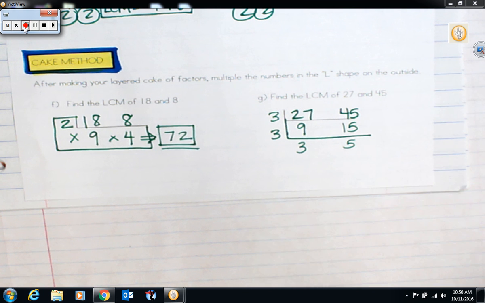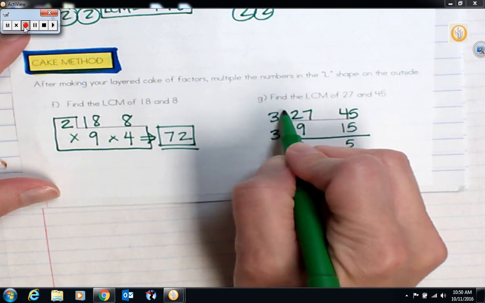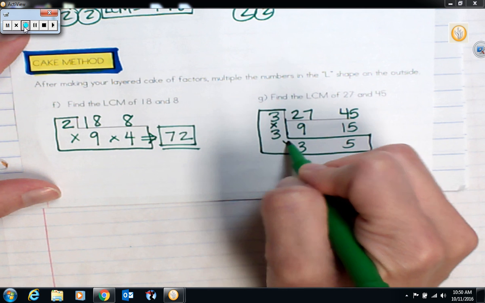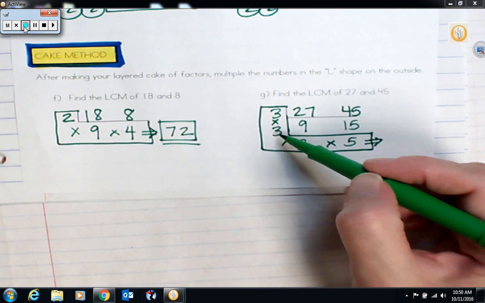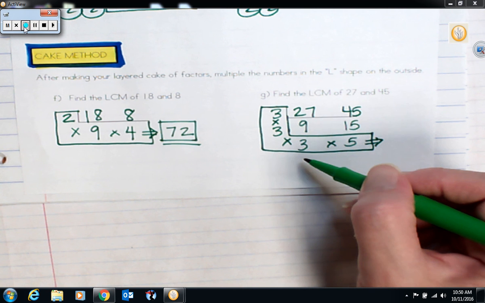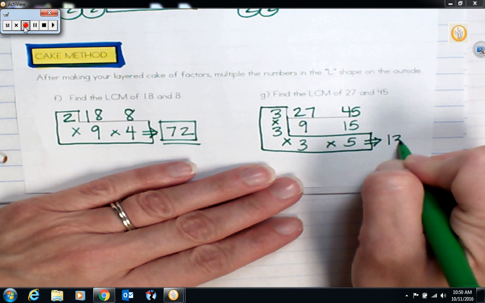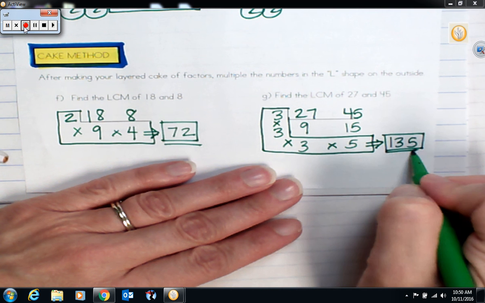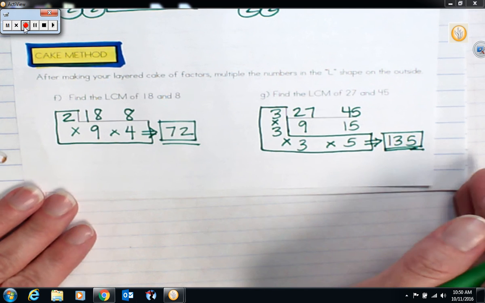So again, to find the GCF, I would multiply what's on this left side. But instead, I'm going to find the LCM. So I'm going to turn the outside portion into an L and multiply what's inside that L. So 3 times 3 is 9. 9 times 3 is 27. And 27 times 5 is 135. And 135 would be your least common multiple of 27 and 45. And that's your cake method.